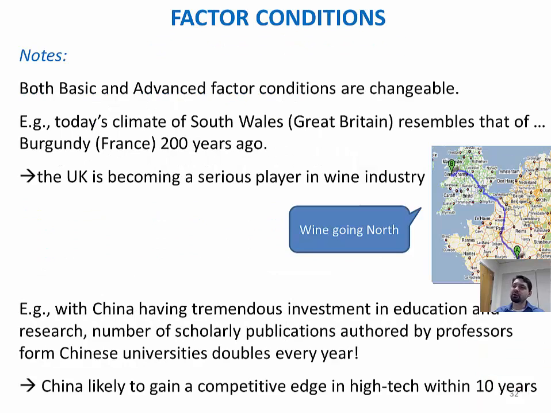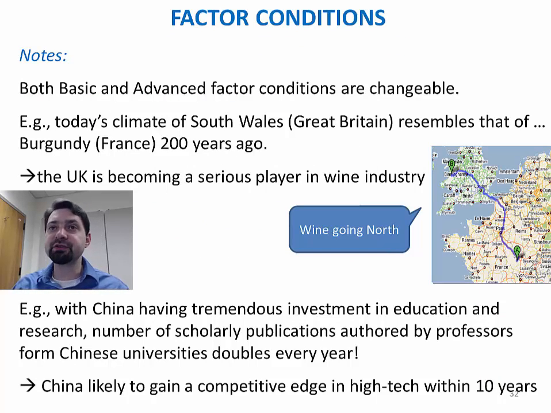Right? It's also very important to remember that factor conditions change over time. So climate changes, natural resources get depleted, people get more trained or forget some skills. So just because, for example, today country A is uniquely positioned to make a product in terms of the basic and the advanced factors, tomorrow it may not be the case.